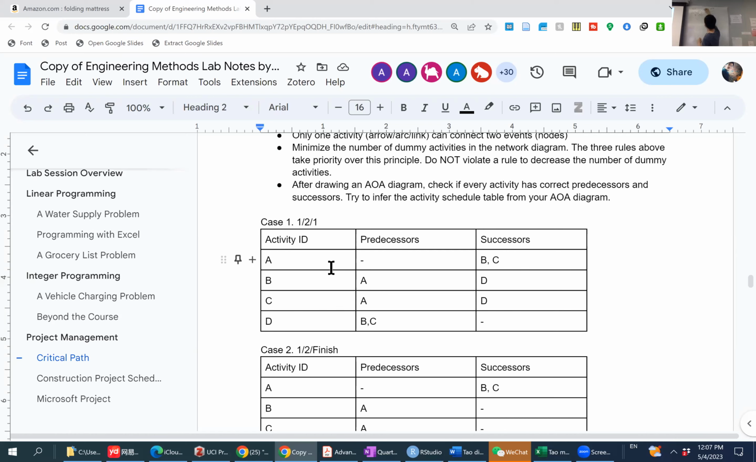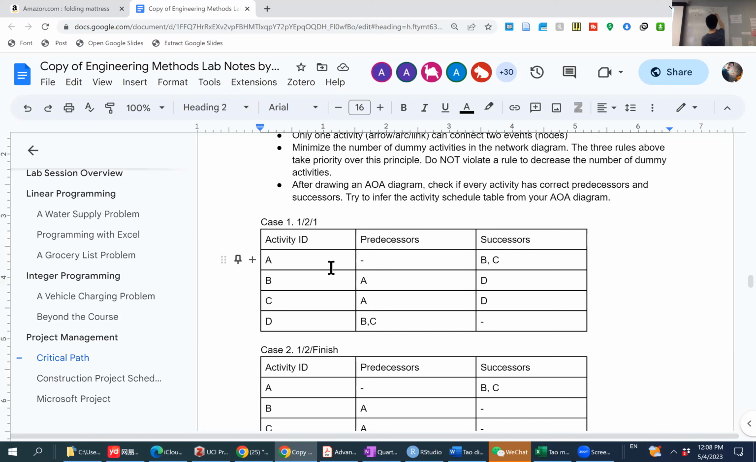So that's why this C needs to point to a node before where D starts. Are you all clear with how this AOA is done? All right. AON in this case is somewhat simpler because if we start with activity A, which is predecessor of both B and C, right?